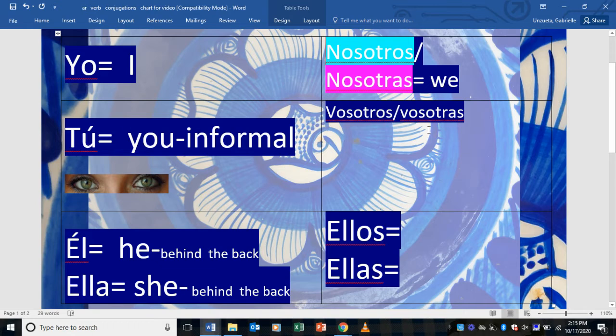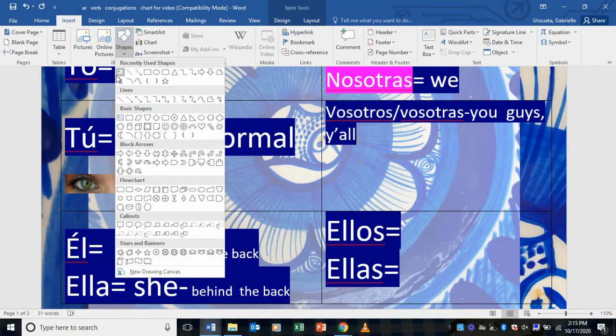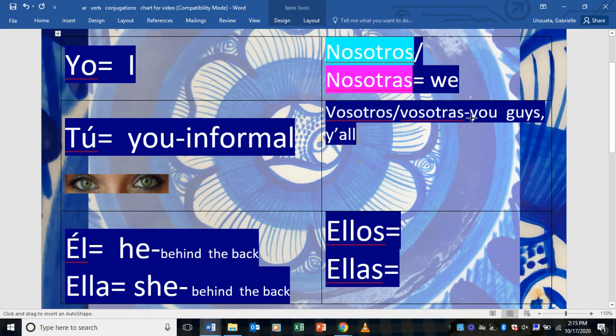Now, this second box down is the plural version of you. So you guys, in other words. So vosotros means you guys. Now, if we were in the South, let's say Georgia, Mississippi, Texas, how would you say you guys in English? You'd say y'all, right? In the South, they say y'all. Now, here in California, we say you guys. Now, the deal is, we're actually not going to do this box at all. So I'm going to grab a little thing and I'm going to cross it out.